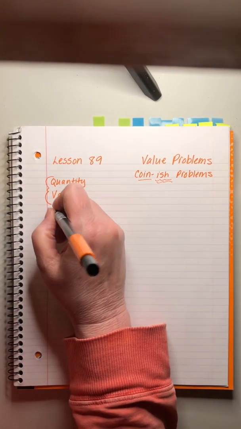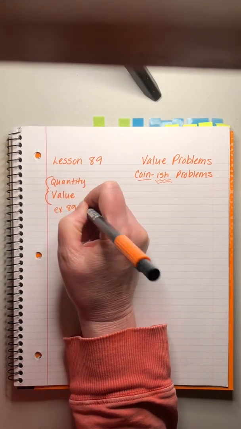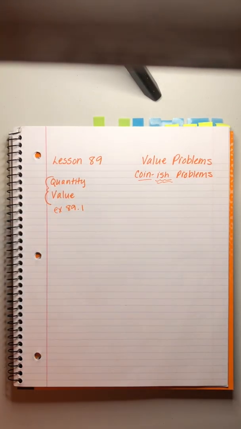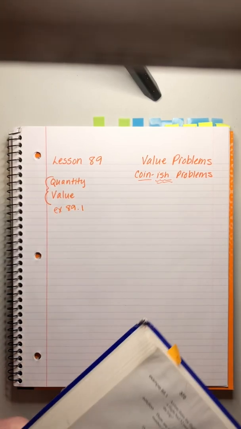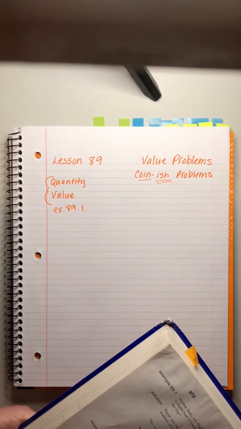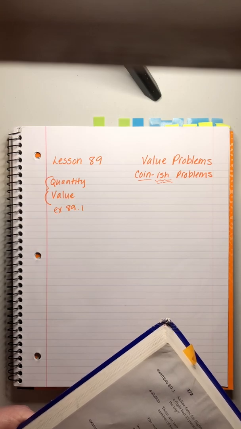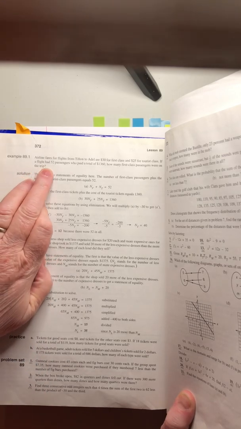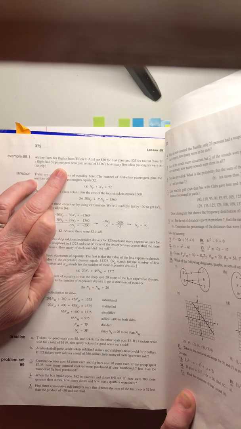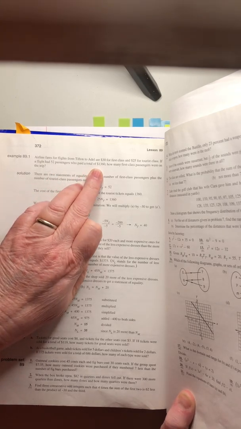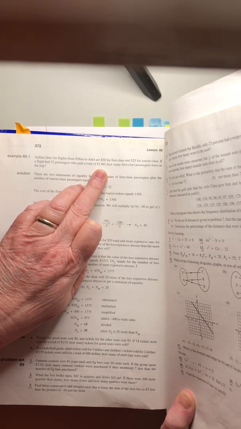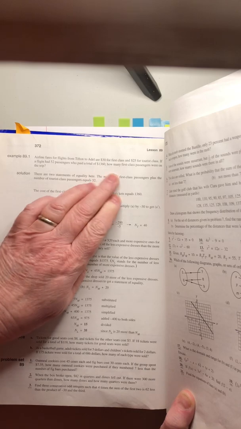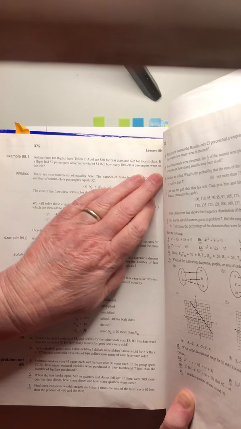Let's look. Oh my gosh, I'm so excited to find out what that first story is. Airline fares, prepare to laugh, by the way. Airline fares for flights from Tifton to Adele are, ready? $30 for first class and $25 for tourist. I mean, don't you wish? If a flight had 52 passengers, who paid a total of $1,360, how many first class passengers were on the trip?